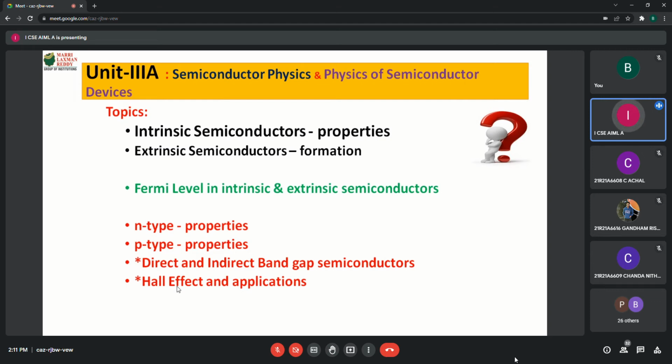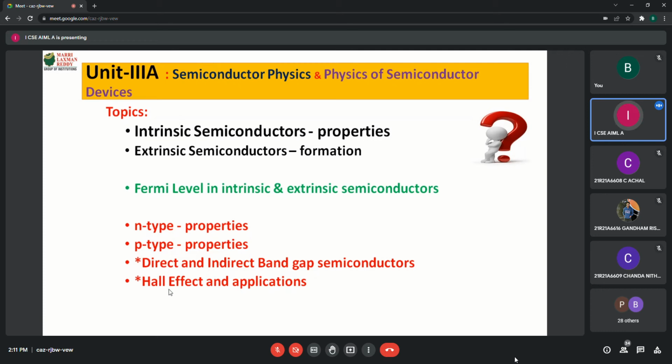Whatever topic is in green color can be expected as short answer questions in the final exam, and the remaining questions can be expected as long answer questions. Sometimes the red color questions may also come as short answer questions. But very, very important questions are direct and indirect band gap semiconductors and the Hall effect and its applications. Green color: short answer question. Red color: long answer questions.